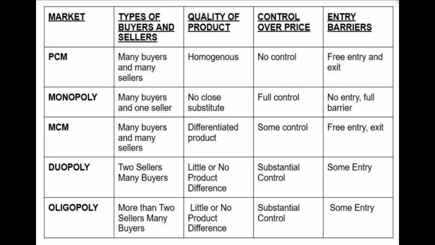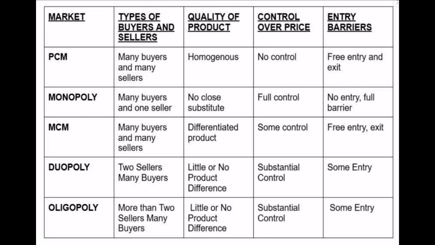About monopoly. The types of buyers and sellers will be many buyers and one seller, because it is monopoly. From the name we are getting that only one seller will be selling products, and because there will be only one seller, there is no competition at all, to be very honest. They can control the market however they want, starting from price, quality of product, entry barriers, they can easily control everything.